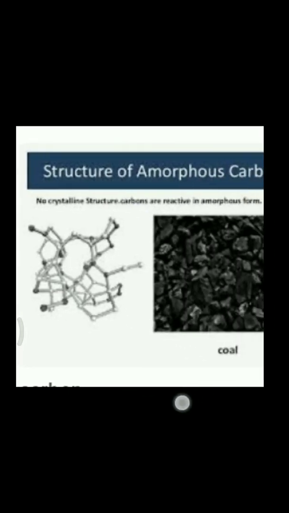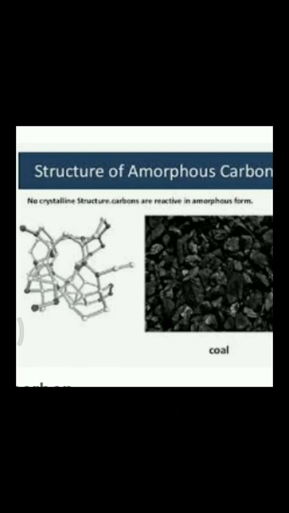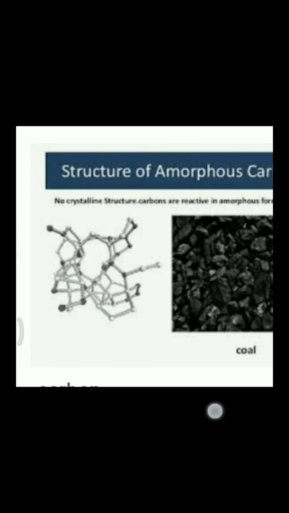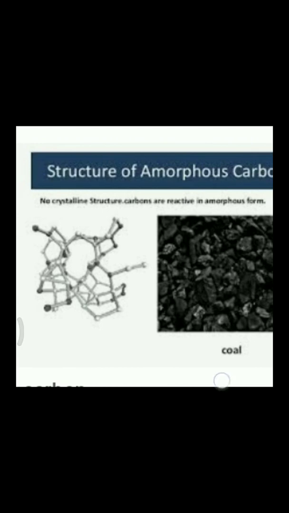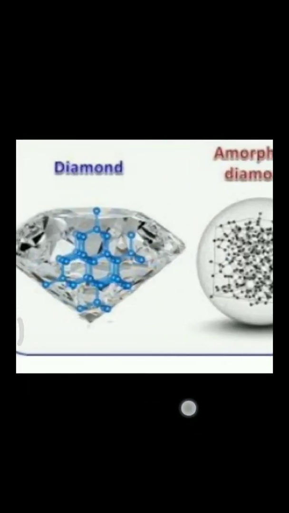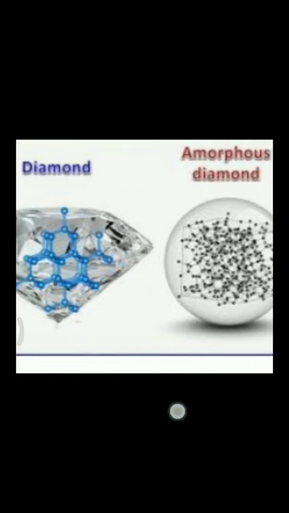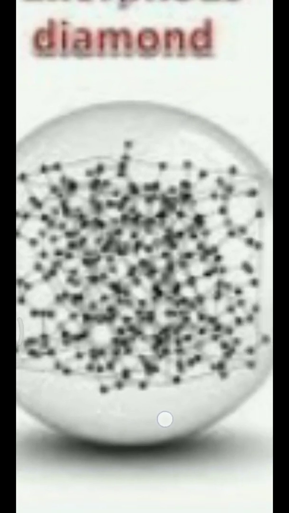When a piece of substance breaks into two, new surfaces are created. If the pieces keep on breaking, newer surfaces will appear. So the more powdery a substance, the larger is the surface area. And generally, amorphous forms of a substance are more active than the crystalline form. You can see the structure of amorphous carbon and diamond, and see in which way the particles are arranged.